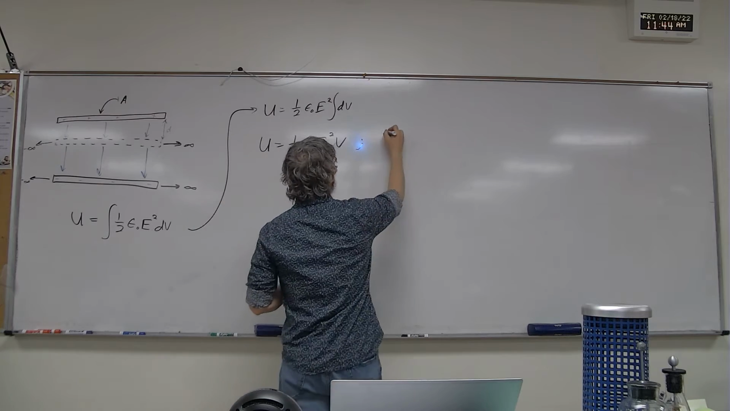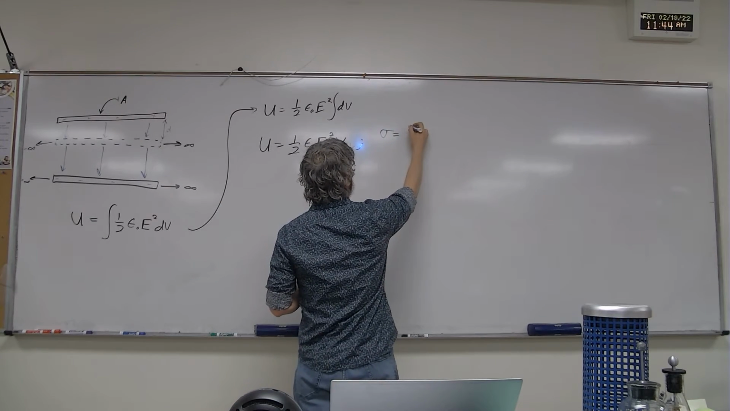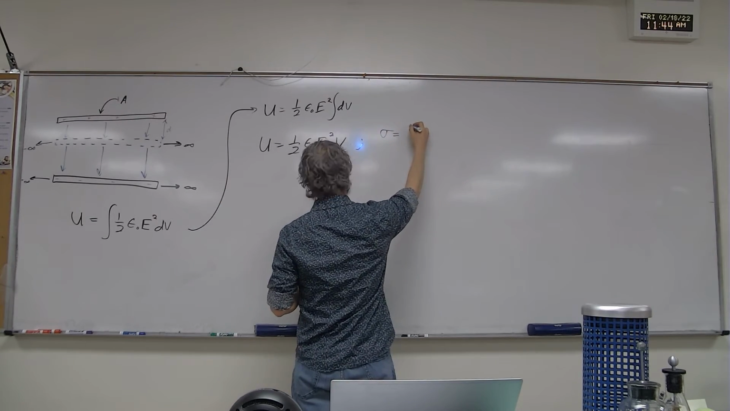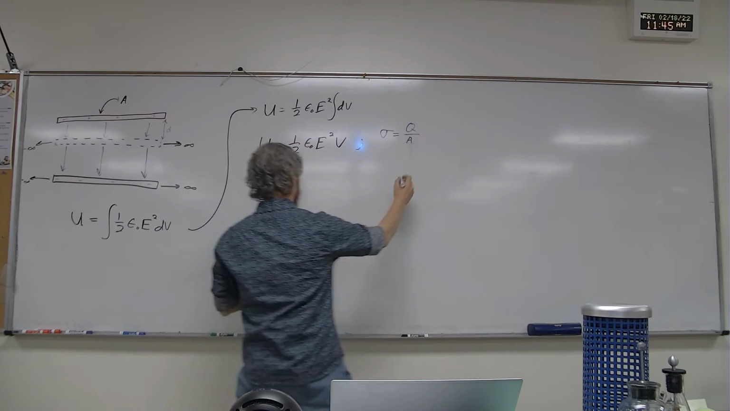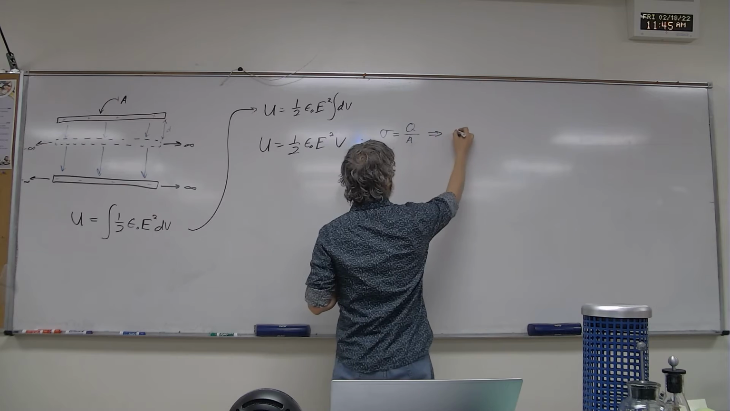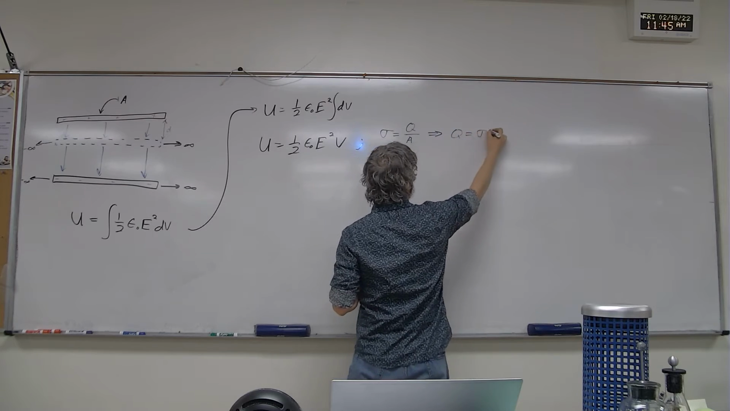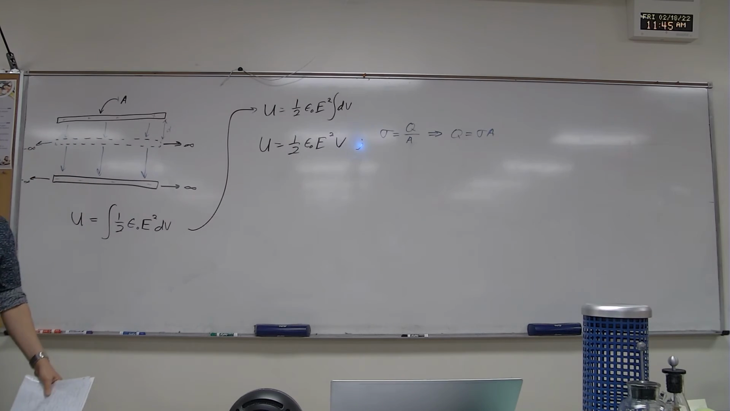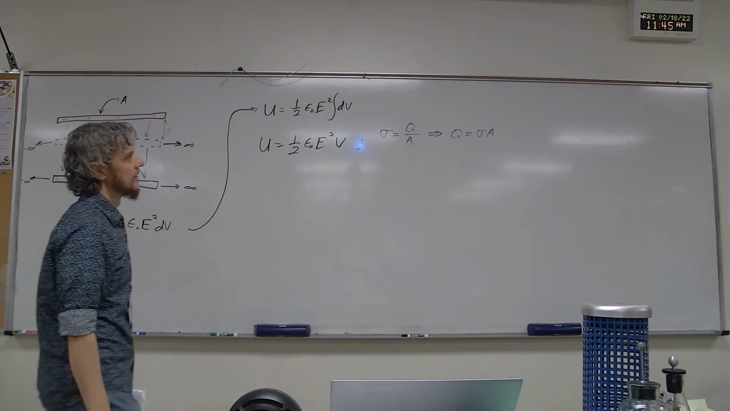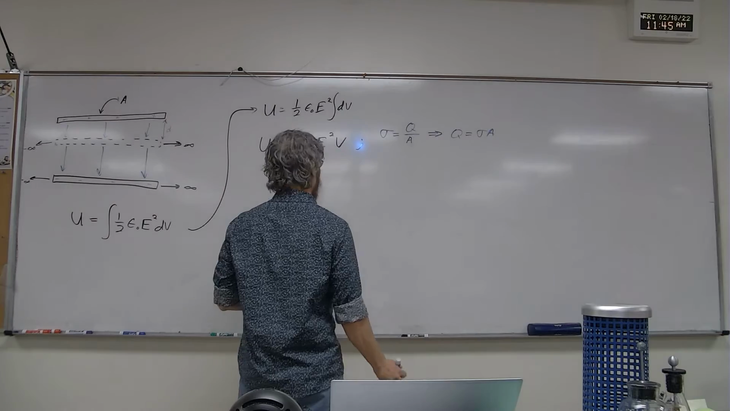Charge density is a charge per unit area, right? So I can write charge as a function, or charge is equal to sigma times the area. The total charge on the plate, if you know the density, you just multiply that density times the area, and it gives you the total charge on it.